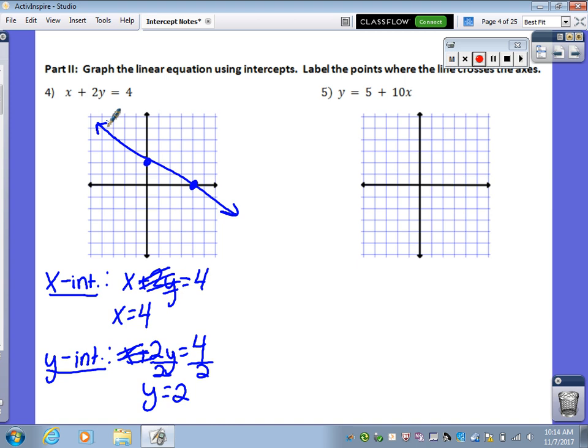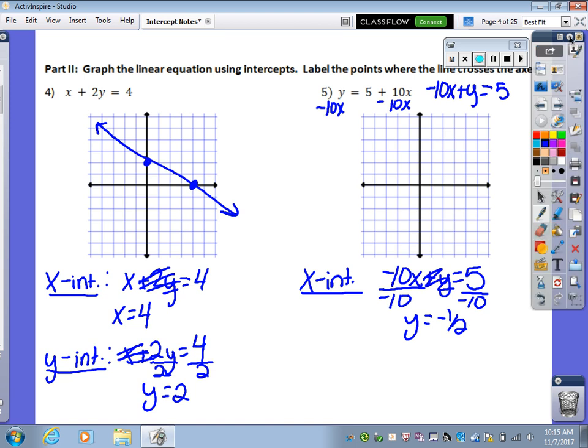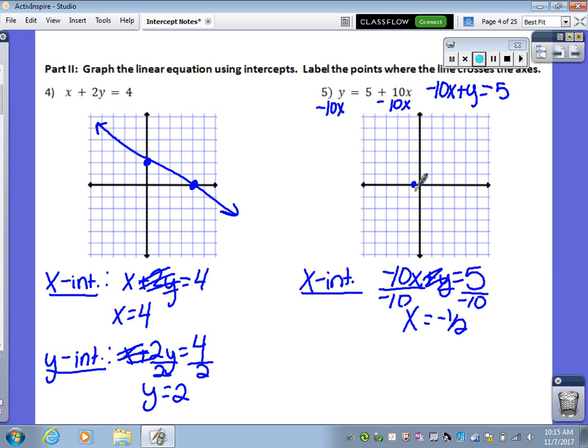For the next one, I'm going to get x and y on the same side. So I'll subtract 10x from each side and have negative 10x plus y equals 5. So my x-intercept, you cover the opposite variable. So to get my x-intercept, I know y is 0, so it's like it's gone. And I'm going to divide each side by a negative 10. This time you're going to get a fraction. X is negative 1/2. There you go. And you can just estimate.